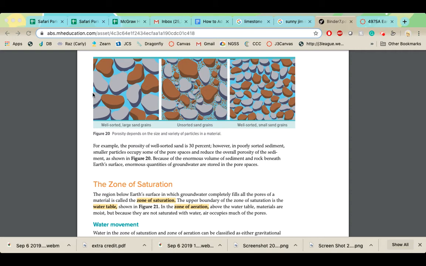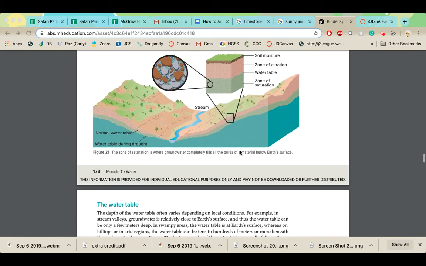So how much water is able to get down depends on how much space there is between the ground. So if it's rocky, a lot can get through. If it's rocky with some sandy soil, less. And if the particles are really close together, then not much can get through.